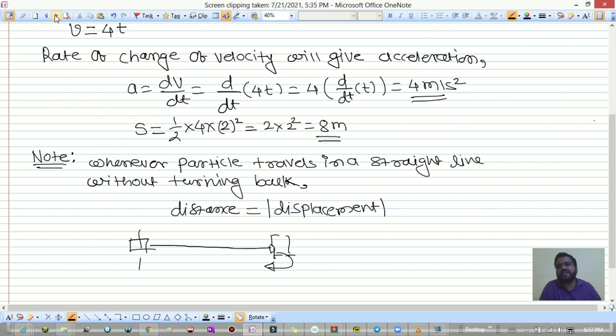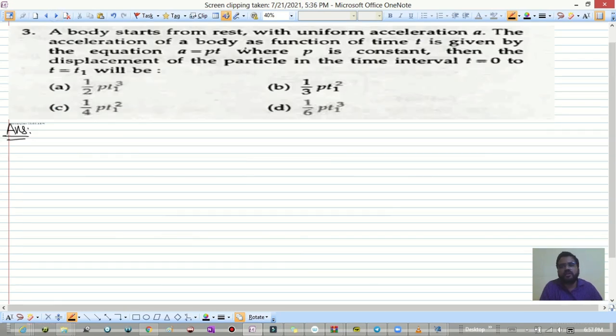Okay, so next problem. A body starts from rest with a uniform acceleration. The acceleration of the body as a function of time t is given by a is equal to p into t. P is a constant. Then the displacement of the particle in the time interval t is equal to 0 to t1 will be. Okay, so here acceleration as a function of time is given. So that acceleration is p into t.